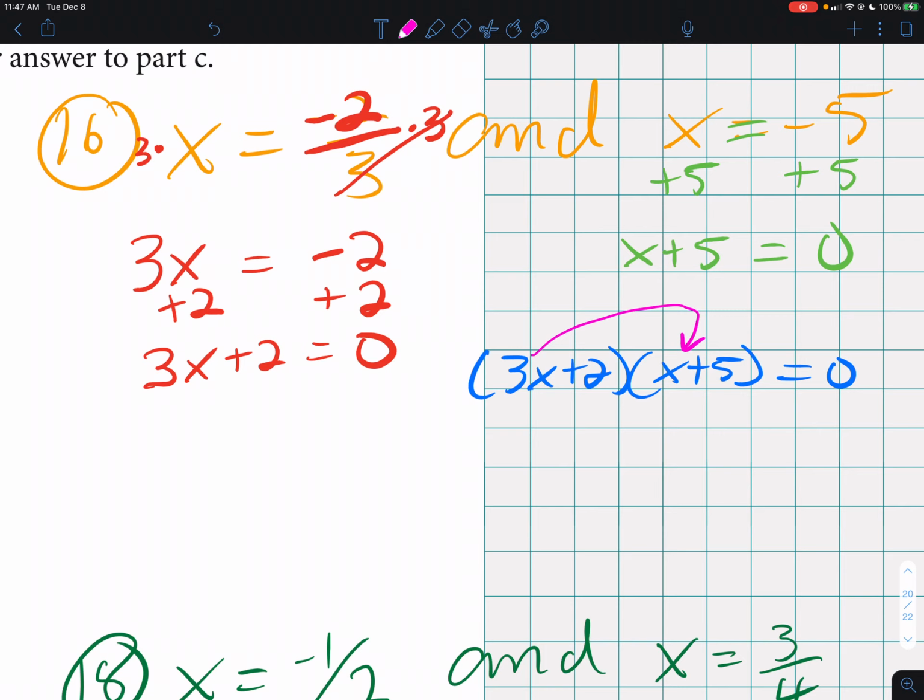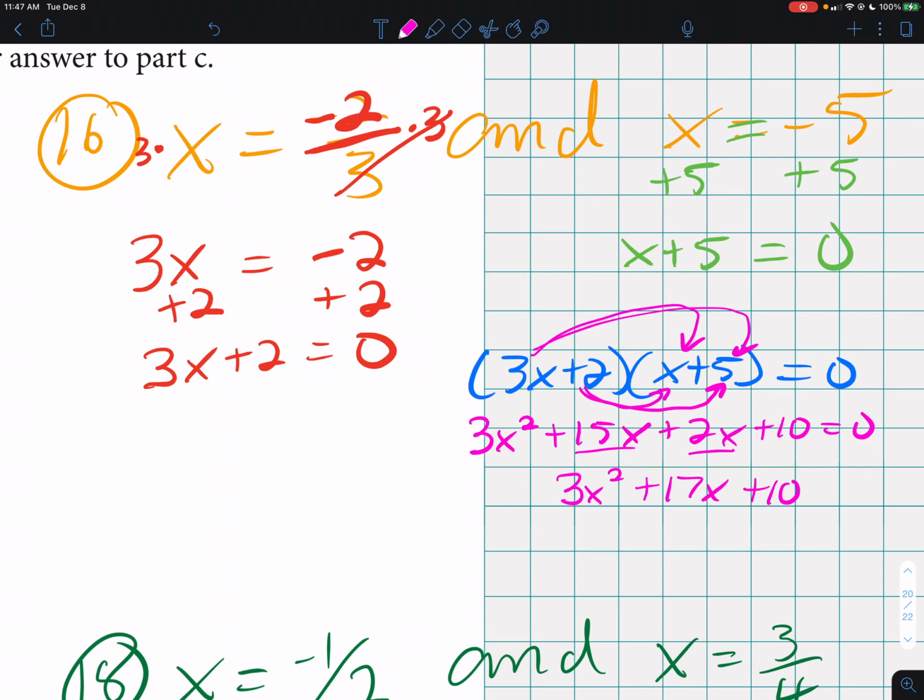3x times x is 3x squared. 3x times 5 is 15x. 2 times x is 2x. And 2 times 5 is 10. Combine those like terms in the middle. 3x squared plus 17x plus 10 equals 0. And there's our answer.